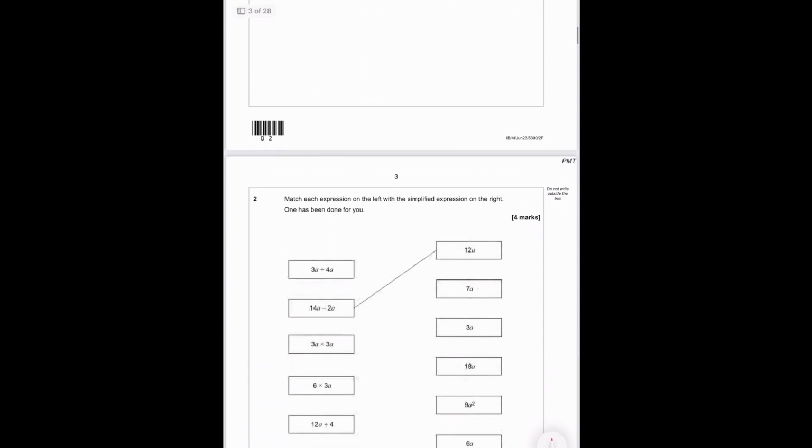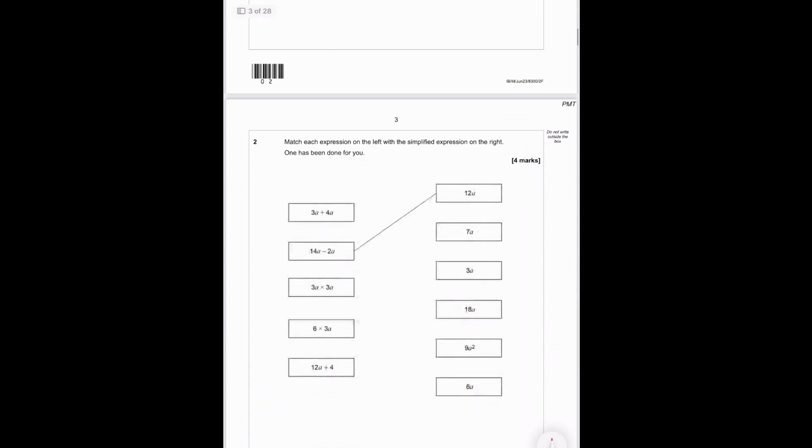Match each expression on the left with a simplified expression on the right. So 3a plus 4a is 7a. 3a times 3a is going to be 9a squared. 6 times 3a is going to be 6 times 3 is 18, so 18a. And 12a divided by 4 is going to be 3a.